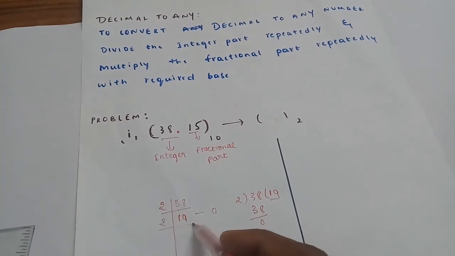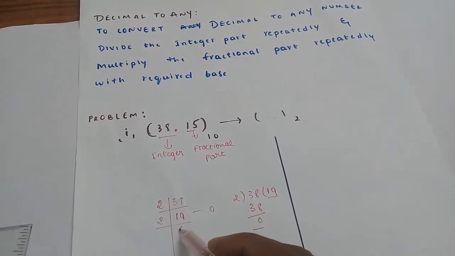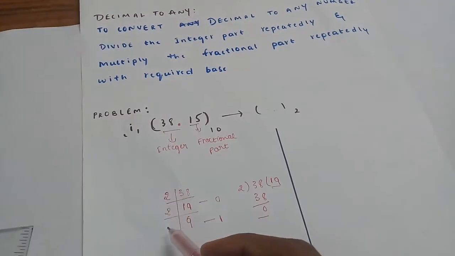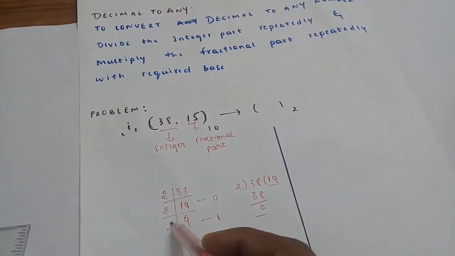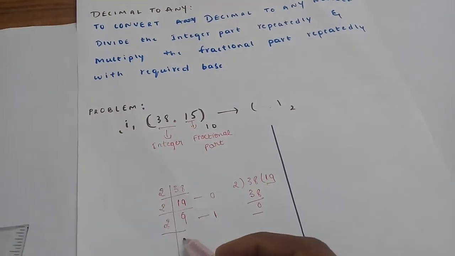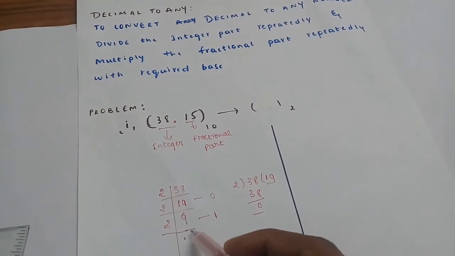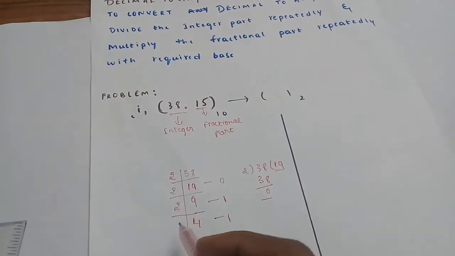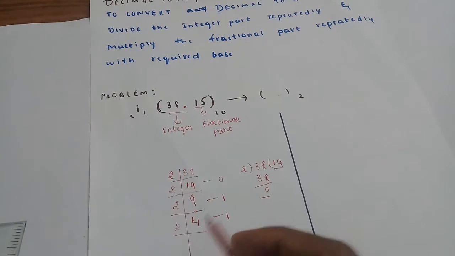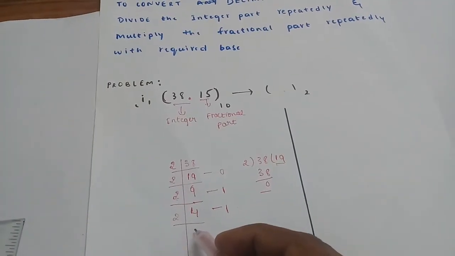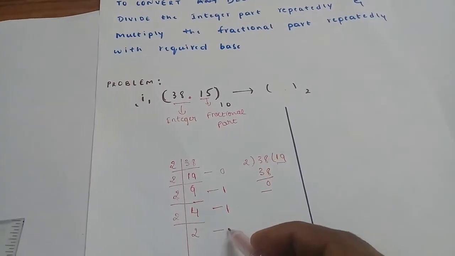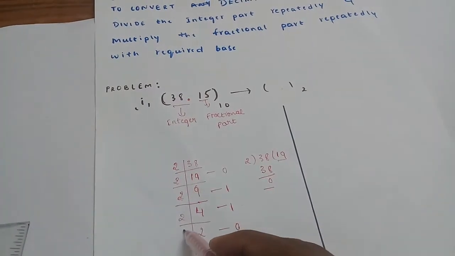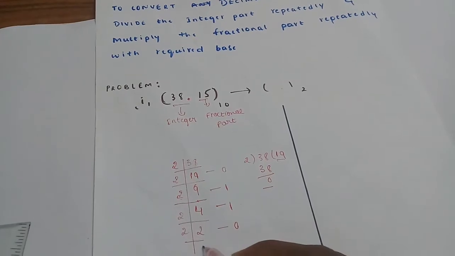Again divide it with 2. 9 2s are 18 and the remainder will be 1. Divide it with 2. It will be 4 and the remainder will be 1. Divide it with 2. It will be 2. The remainder will be 0. Then 2 divided by 2, the remainder will be 1.